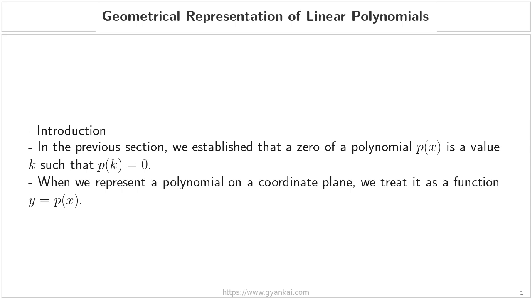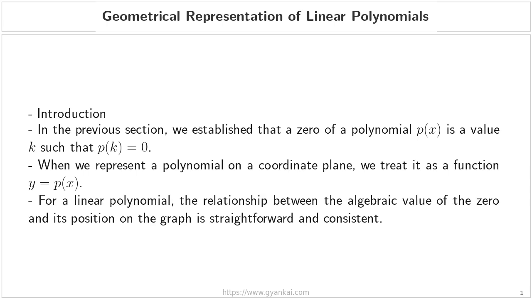When we take a polynomial and represent it on a coordinate plane, we are essentially treating it as a function, where y equals p of x. This allows us to see the polynomial not just as a set of numbers, but as a shape or a path on a graph. As we progress through today's lesson, you will see that for a linear polynomial, the connection between the algebraic zero we calculate and its actual physical position on the graph is incredibly straightforward and consistent.